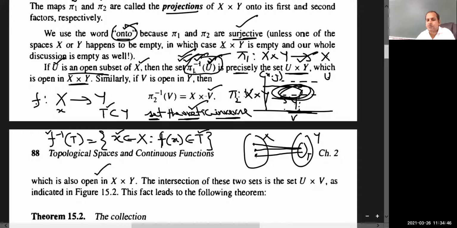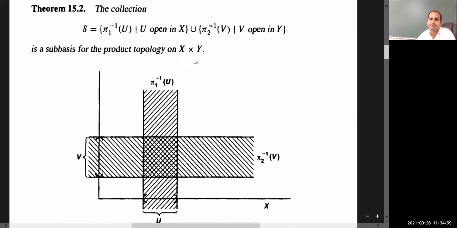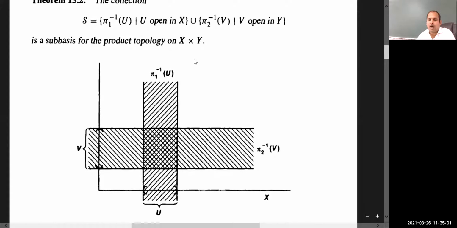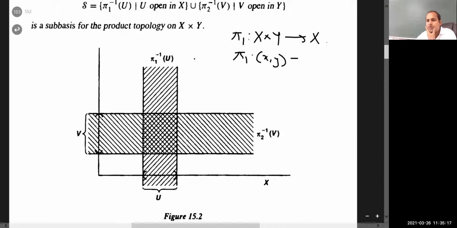and later on we will prove that this is also open in X cross Y. Now how it is open in X cross Y, let me explain from this diagram. The intersection of these two sets is the set U cross V, as indicated in figure 15.2. Now see, let us do one thing. See, pi 1 is defined from X cross Y to X, given by pi 1 of xy equal to x. We are projecting it to the first slot. Pi 1 is this map.